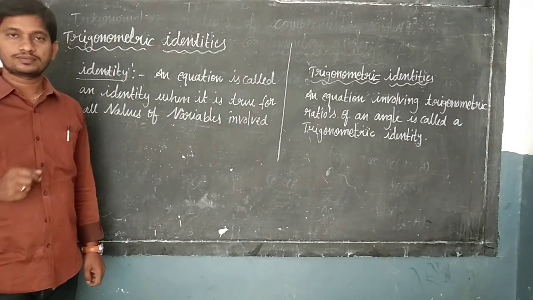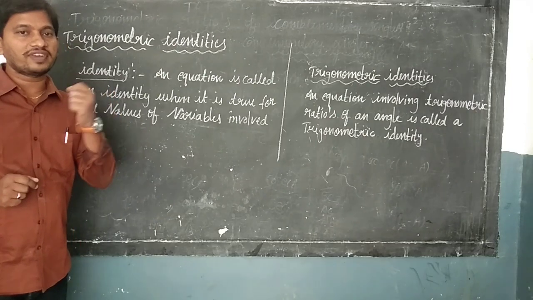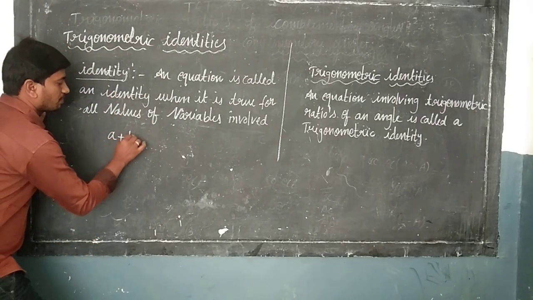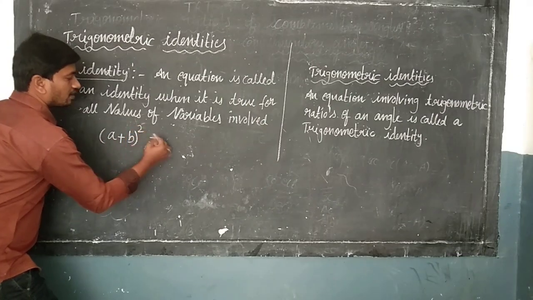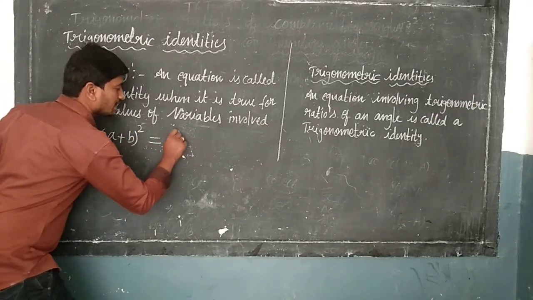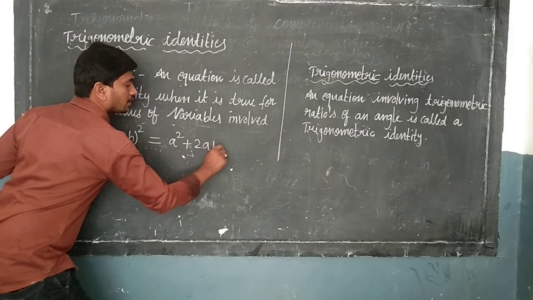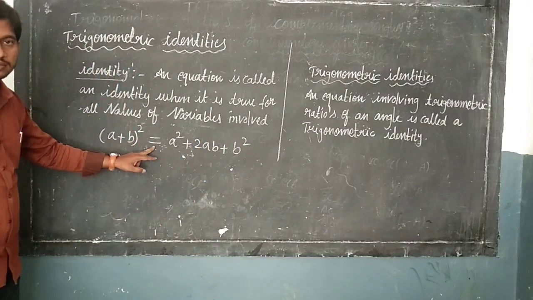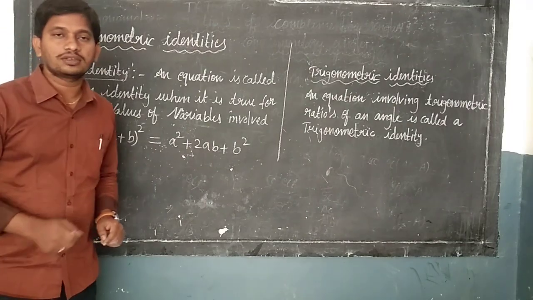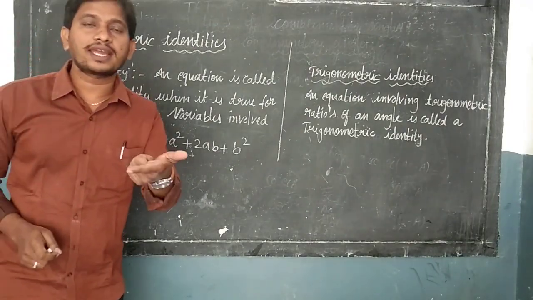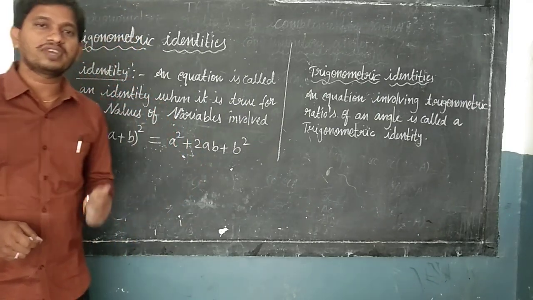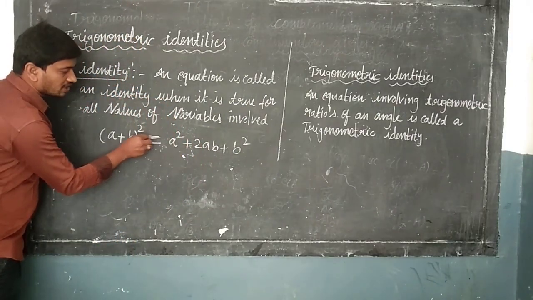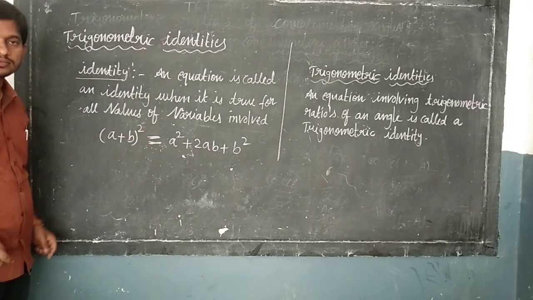For example, let me take one equation: (a plus b) whole square equal to a square plus 2ab plus b square. Which is an equation. What do you mean by equation? If there is an equal sign between two expressions, we can say that it is an equation. So this is an equation because there is an equal sign here.